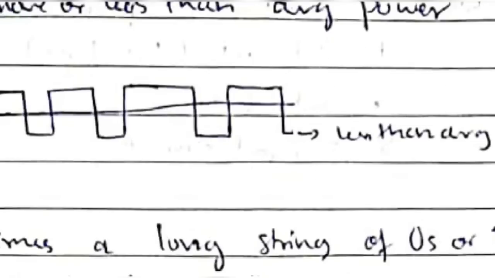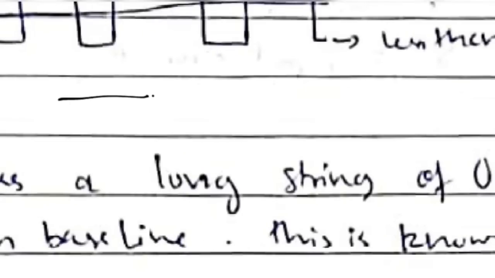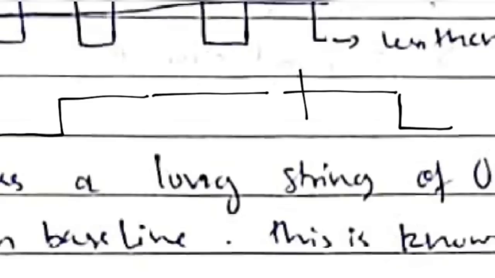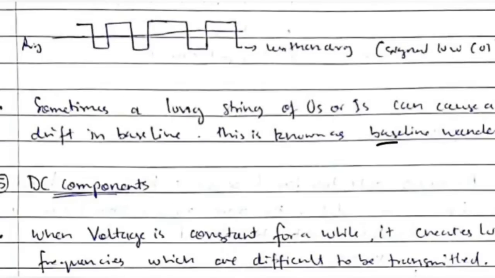Sometimes long strings of zeros and ones can cause a drift in baseline, which means at that time the average power is difficult to calculate, because there will be no difference, meaning when is the bit ending and when is the bit starting. If there is a long string of zeros, the receiver won't know exactly where the bit ends and how many zeros are sent. So that can cause drift in baseline. That is known as baseline wandering.